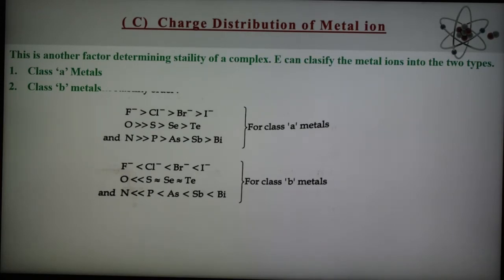So class A metals and class B metals. Class A metals, which attract electrons weakly, form the most stable complexes with ligands having slightly electronegative atoms such as nitrogen, oxygen, fluorine. Whereas class B metals form the most stable complexes with pi acceptor ligands containing phosphorus, sulfur, arsenic, bromine, iodine. Therefore, the ion with the higher electronegativity gives more stable complex. So this is another part. So these are the three parts: charge of the metal ion, size of the metal ion, and the charge distribution of the metal ion, which are affecting the stability of the complexes.